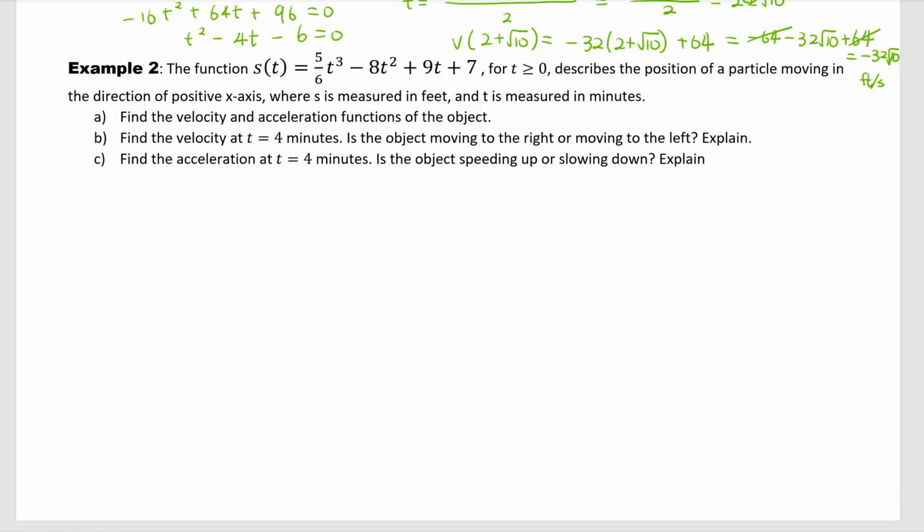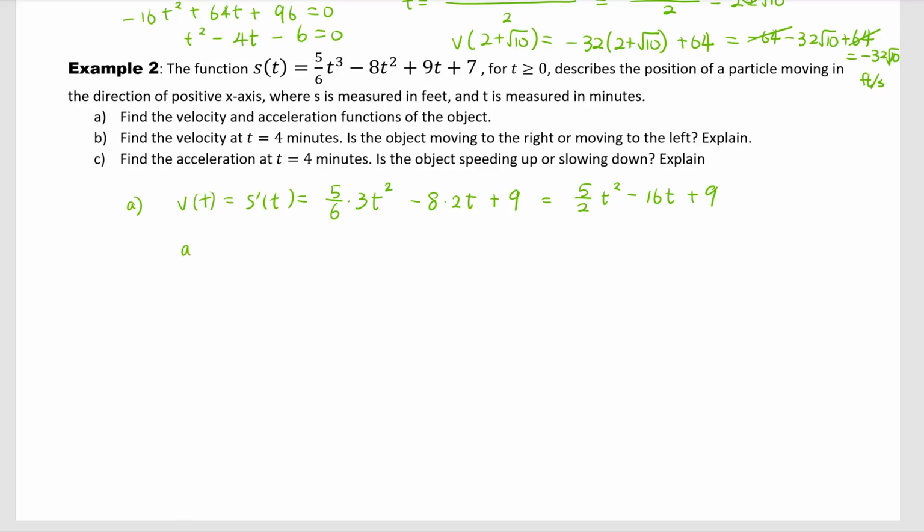So here, velocity is the derivative of the displacement, right? So we take the derivative of the displacement, constant multiple stays here. 3t squared is the derivative of t cubed, right? 8 stays here. We have 2t, and then 9. Derivative of 7 is 0. Okay, let's simplify it. 3 and 6 cancel. We have 5 over 2 t squared minus 16t plus 9. So far, so good, everybody?